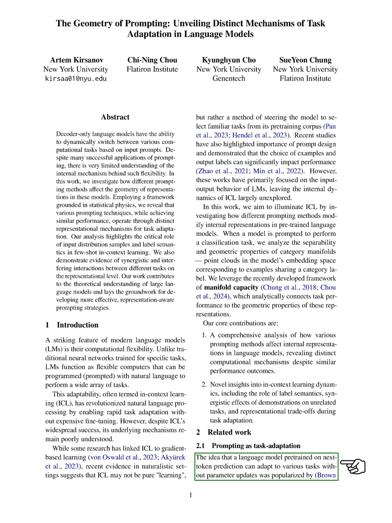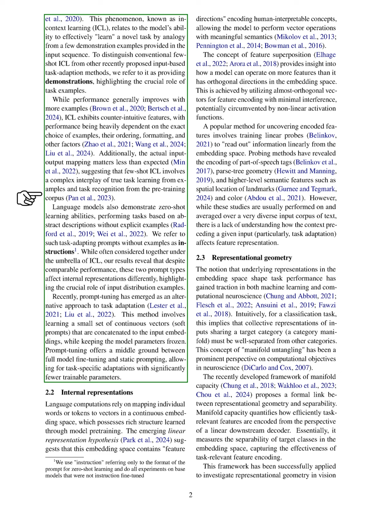We recognize that prompting allows a language model, which has been pre-trained to predict the next word, to adapt to various tasks without changing its parameters. This process, known as ICL, enables the model to learn new tasks by drawing analogies from a few examples provided in the input. We differentiate between traditional few-shot ICL and other input-based task adaptation methods by emphasizing the importance of demonstration examples. While having more examples generally improves performance, ICL can behave unexpectedly, with results heavily influenced by the specific examples chosen, their order, and formatting.